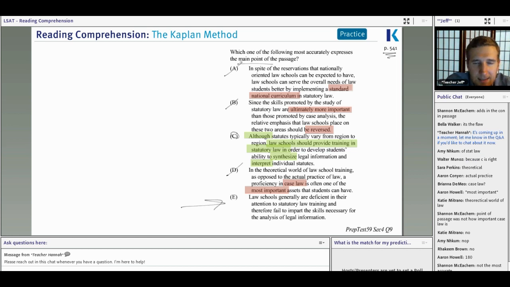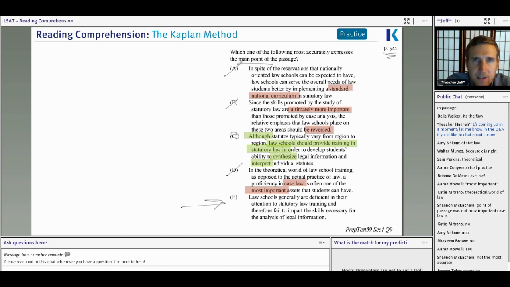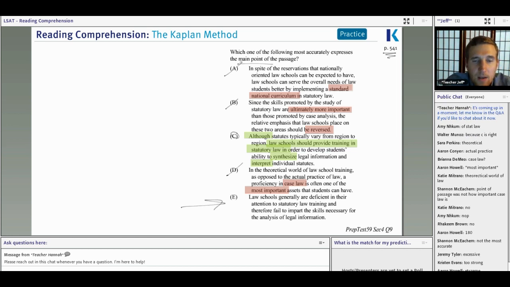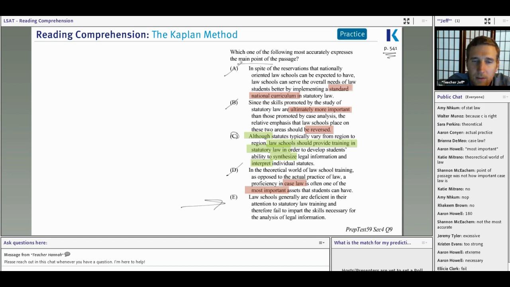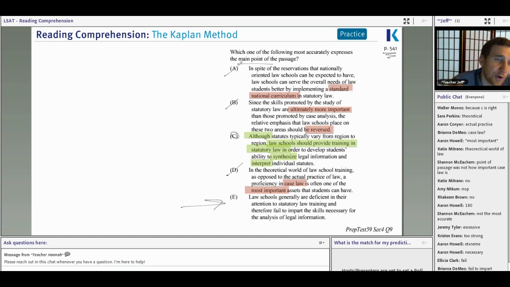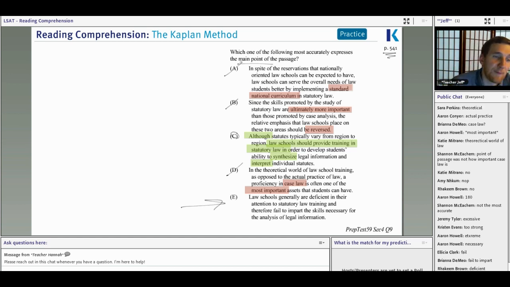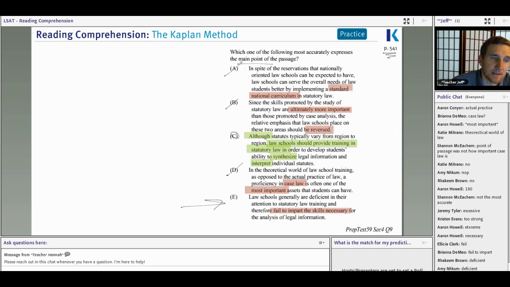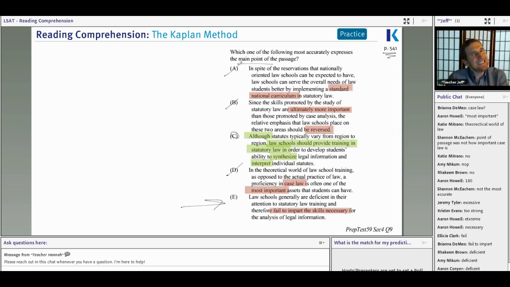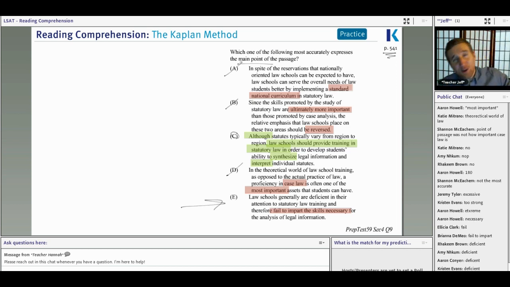Well, what does it do that's a classic wrong answer type? It's excessive, it's too extreme, it's too strong, as Jeremy, Kristen, and Aaron are all telling me. What wording is too much? Okay, for sure the fail, right? When it says they fail to impart the skills necessary for analysis. Why do they fail? Sure, we got this instance where case law isn't enough, but that doesn't mean they fail, right?